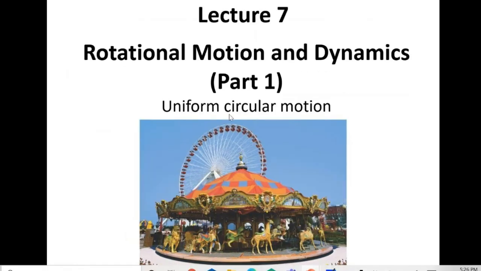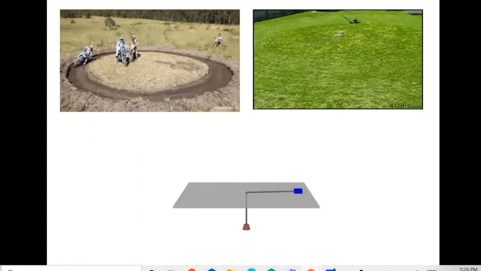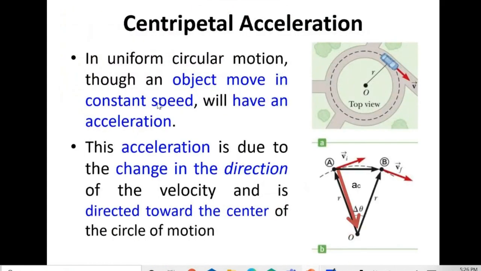Ferris wheels are an example of circular motion. A loop of the roller coaster could also be an example of circular motion. The circular motion that we're learning here is uniform circular motion. Uniform circular motion means the object will be moving with constant speed, but it will have acceleration.